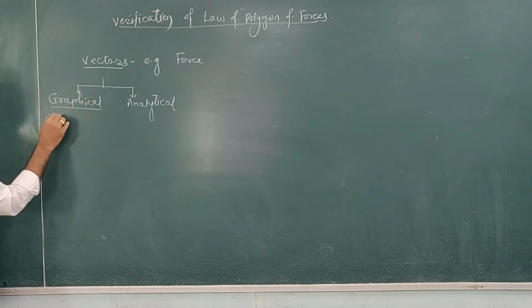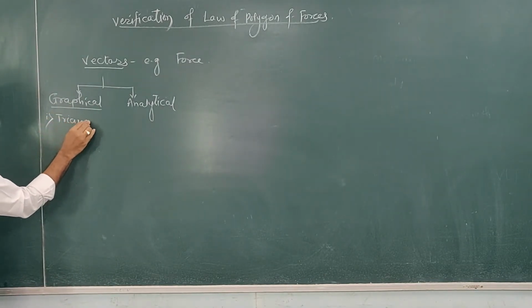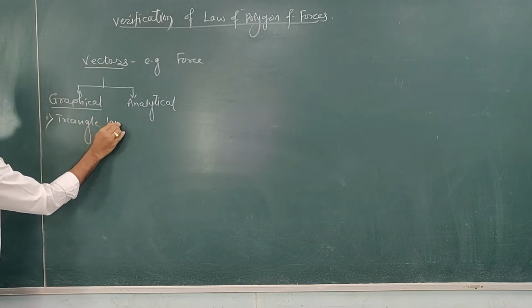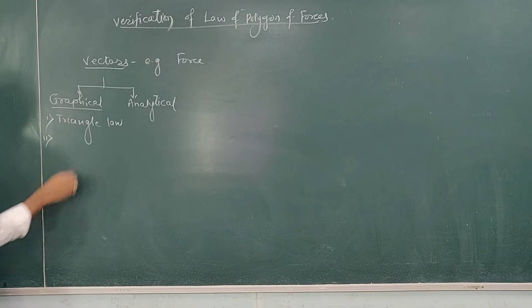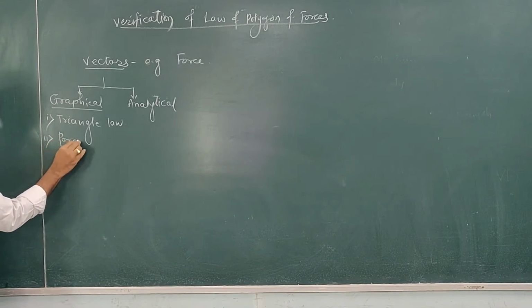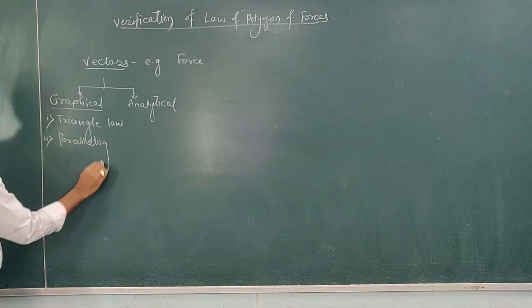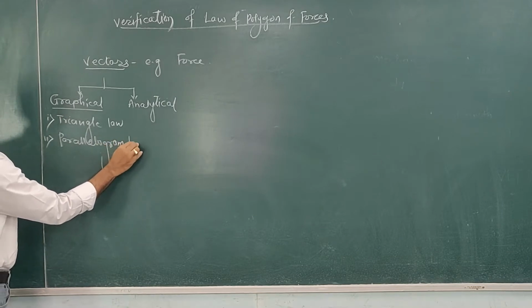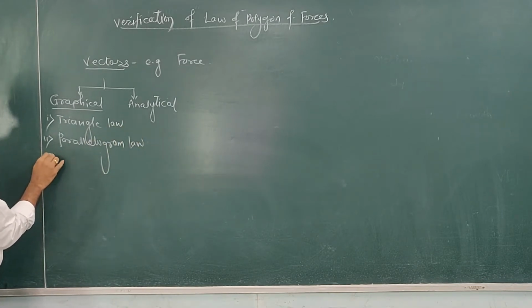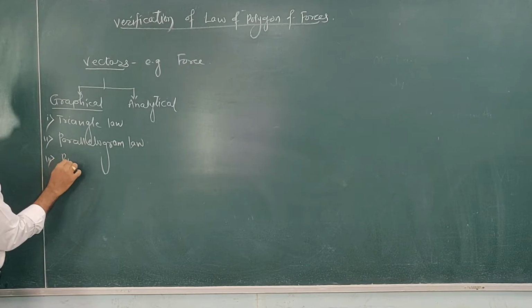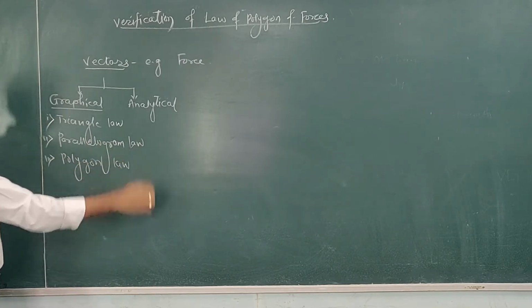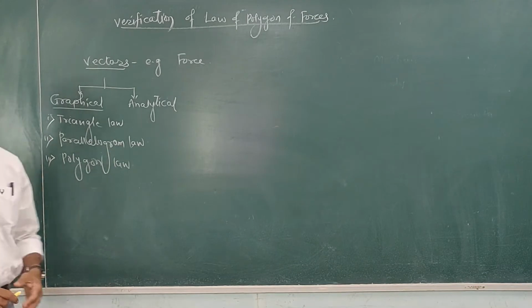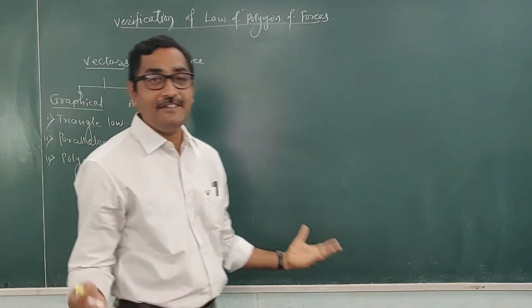The first one is the triangle law. You must have studied the triangle law of vector addition. The second one is the parallelogram law. And the third one is Polygon law. These are the 3 graphical methods with the help of which we can add the vectors.